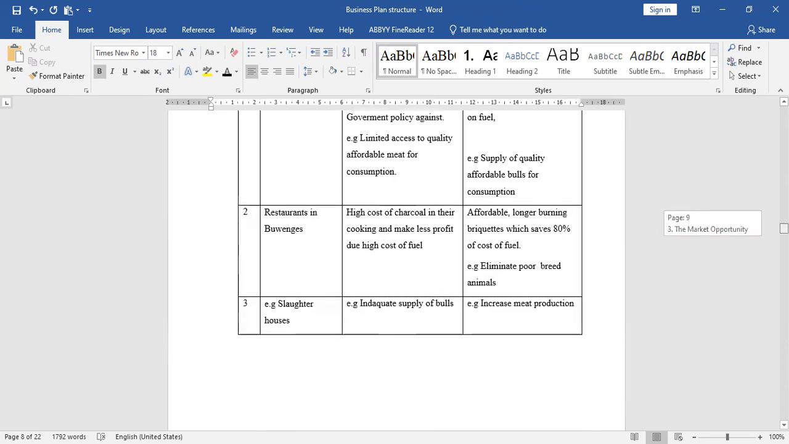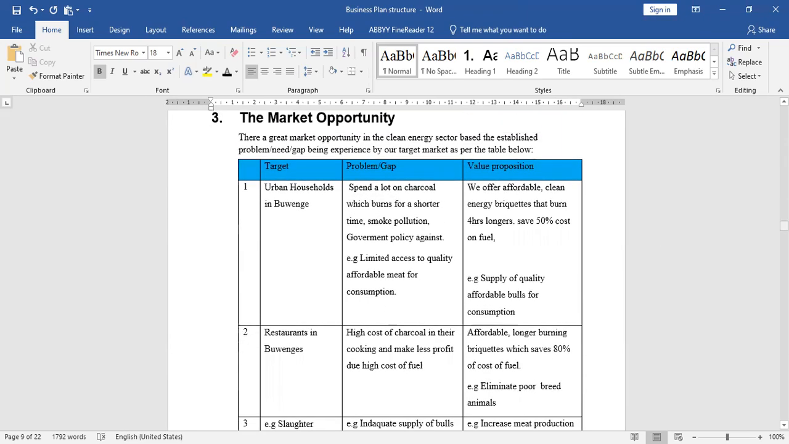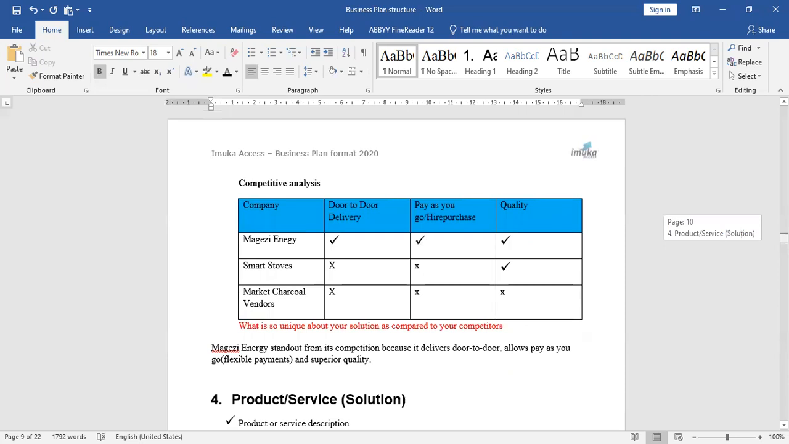Okay, we went to market opportunity, and on market opportunity, we identified who our market is. What problem are we solving for them? And in the process of solving that problem, what is our value to them? That was done using this table, and we finished that.